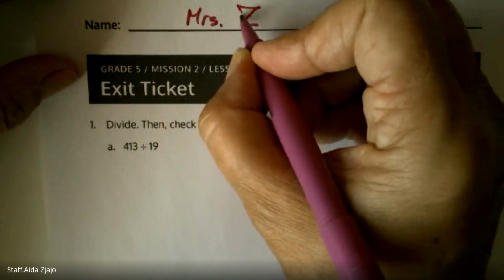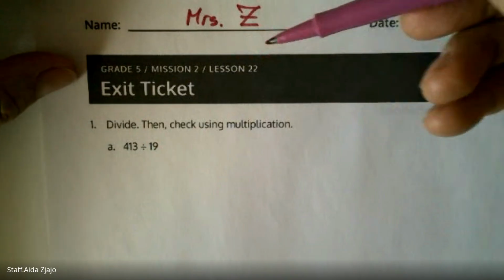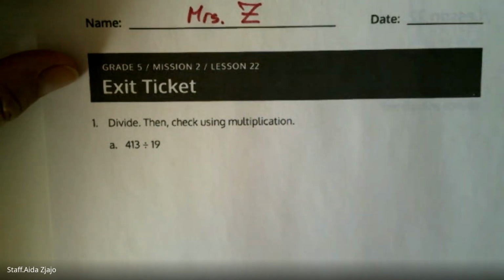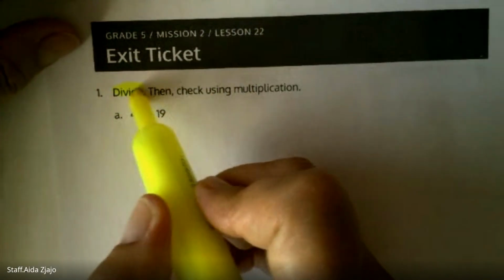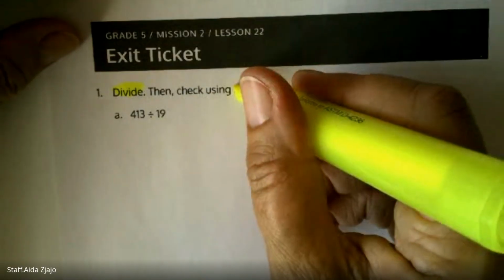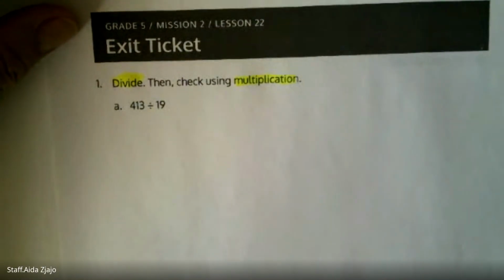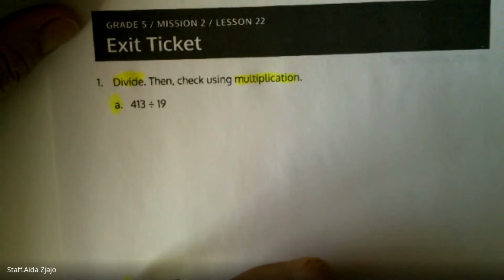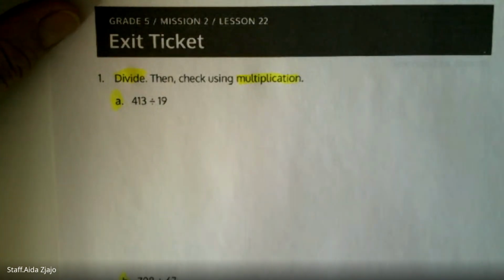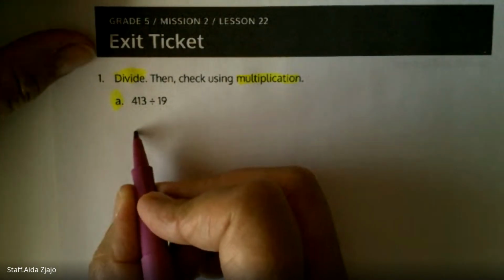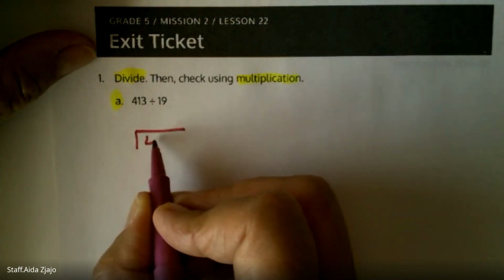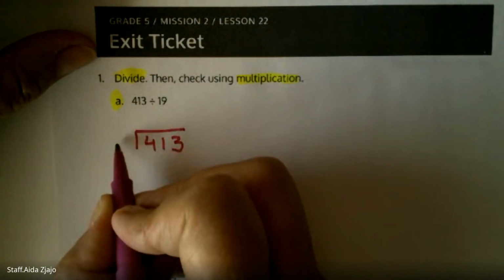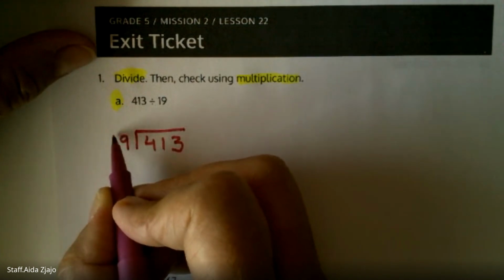Today we are working on Grade 5 Mission 2, Lesson 22, Exit Ticket. I said divide, then check using multiplication. Okay, so our problems are A and B. A says 413 divided in groups of 19.